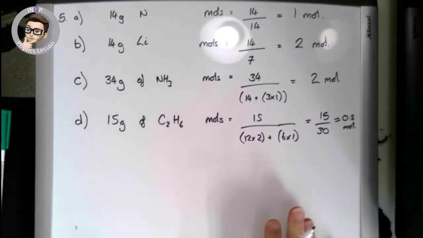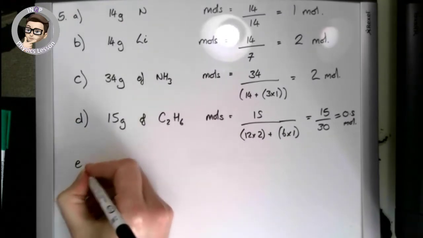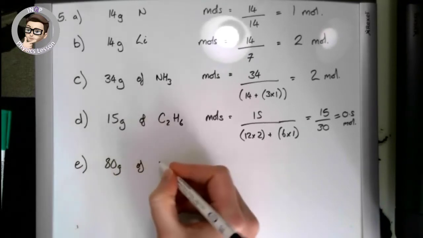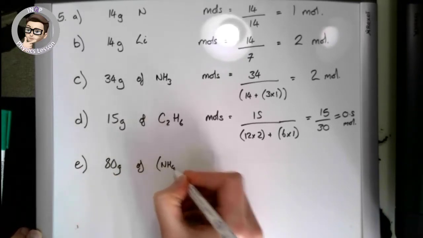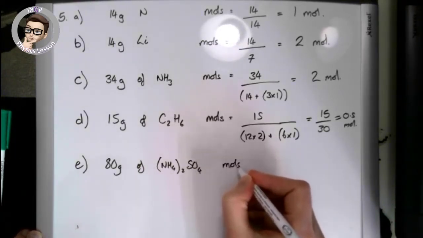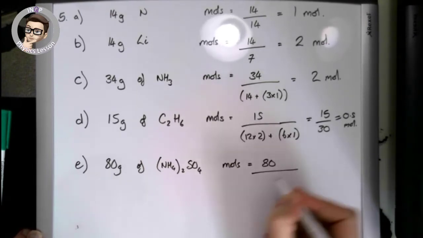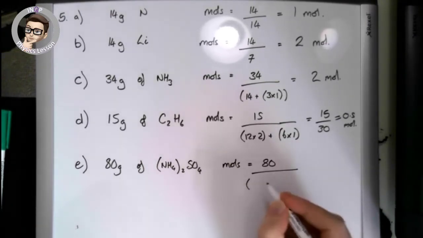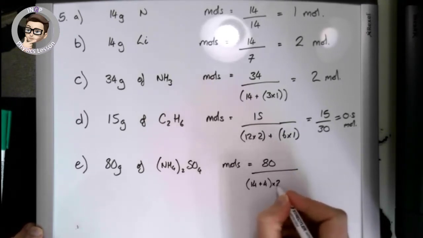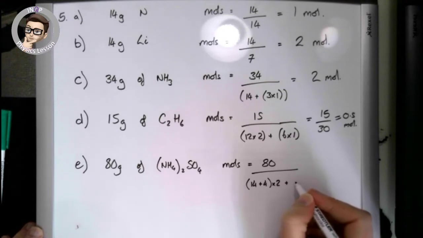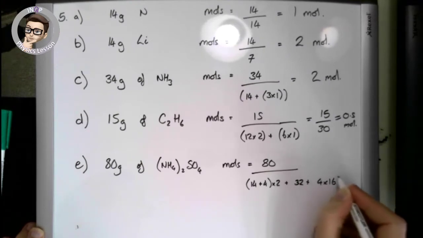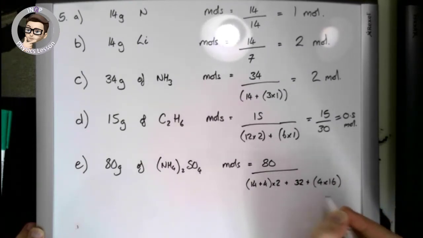0.5 mole there. And E, which is the most complex one we've got here, 80 grams of (NH4)2SO4 is going to give us moles of 80 divided by, so we've got 2 lots of NH4. N we said was 14, so 14 plus 4 times 2 plus sulfur is 32, plus 4 times 16. Let's put brackets around that one as well.